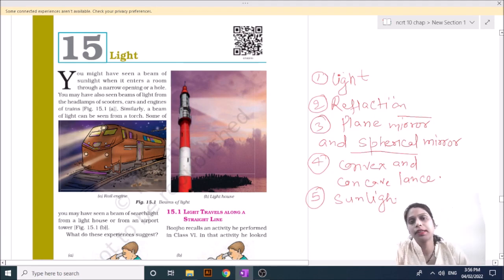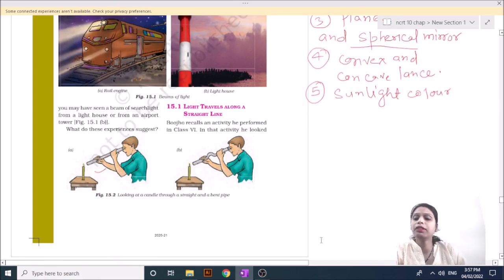Actually what is light? Light is a form of energy that enables our eyes to view the surroundings. Light always travels along a straight line. This activity shows that light always travels along a straight line.